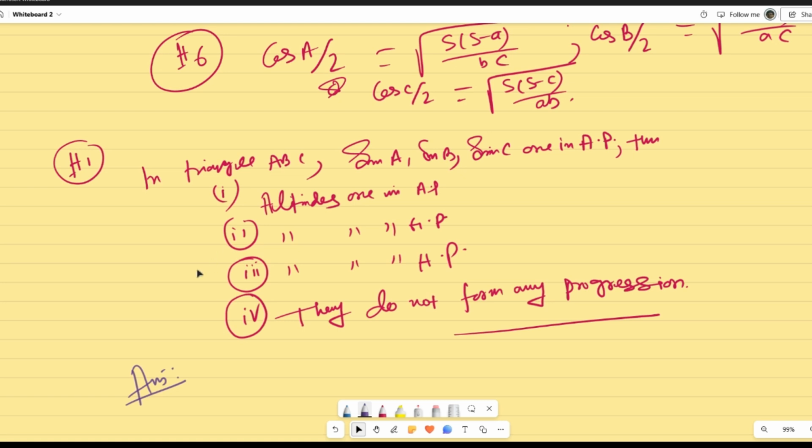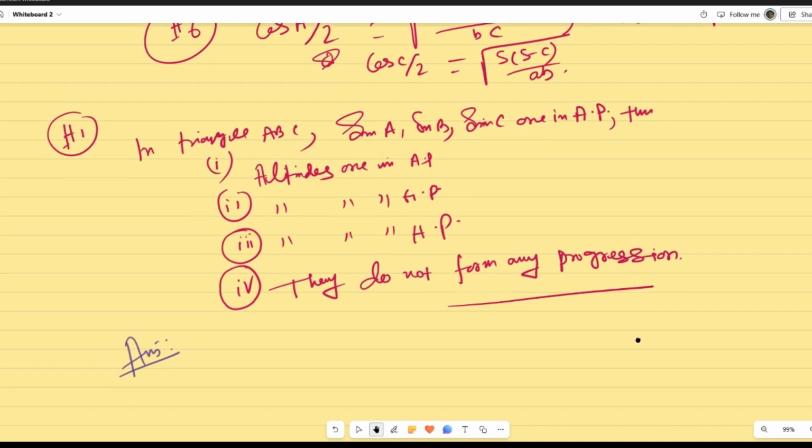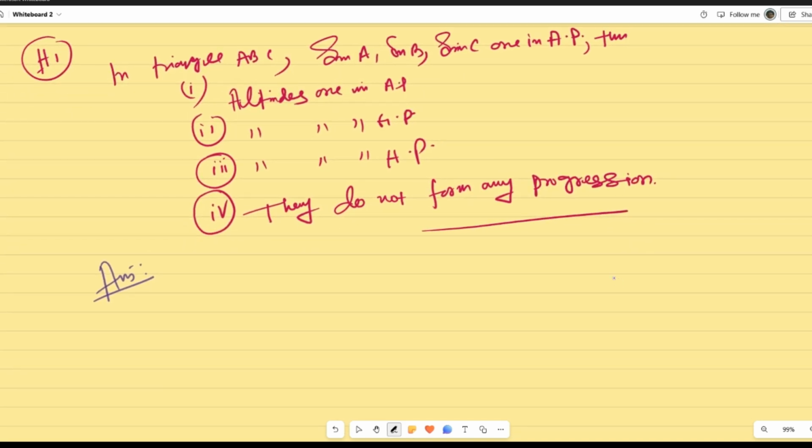sin A, sin B, sin C are in AP. Okay? Sine rule all of you know. And they have given in terms of altitude. So you need to relate the altitudes here. But how to? You can go for writing the perpendicular.